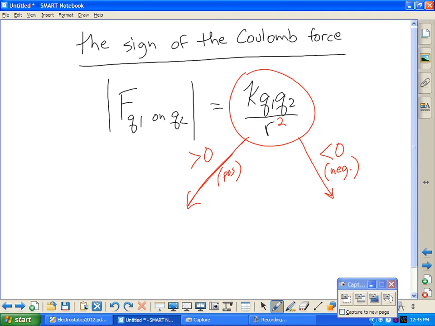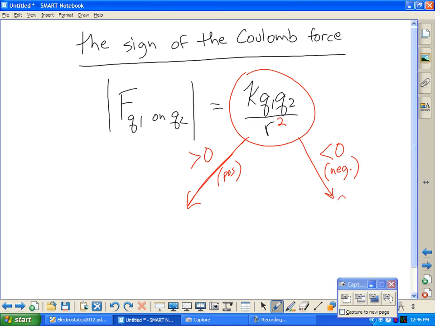What's the physical meaning of r? Distance. Can a distance ever be physically negative? No. So the denominator here is never going to be negative. Can the top be negative? Yes. What has to be true for the top to be negative? One of the charges negative.